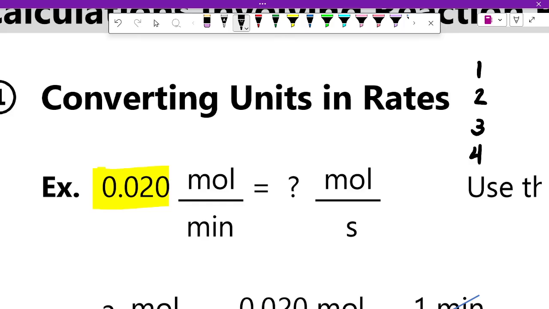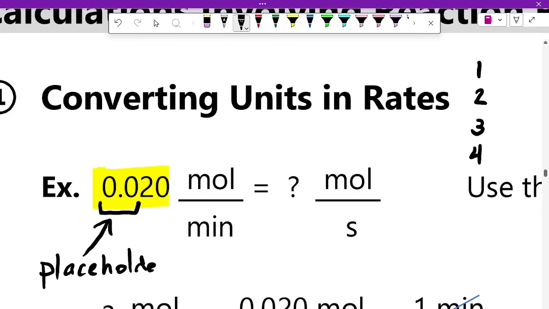So if you didn't understand that, let's talk it through. Zeros on the left are placeholders. These are placeholder zeros. But I have the decimal. Placeholder zeros are never significant. Those are zeros on the left.